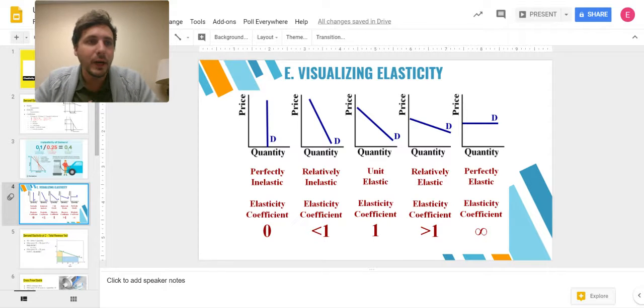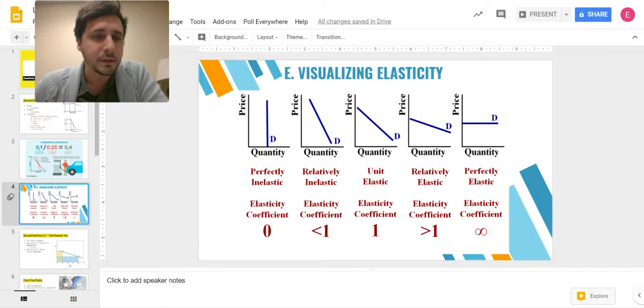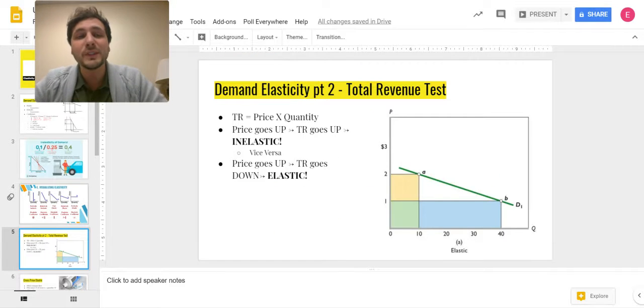Most of the time, you're going to look at a graph and have to determine if it's elastic or inelastic. We're going to have to calculate a coefficient and then figure out if it's elastic or inelastic. All right, now sometimes it's still very difficult to figure out if something's elastic or inelastic. If that's the case, just looking at it, then you can implement something called the total revenue test.